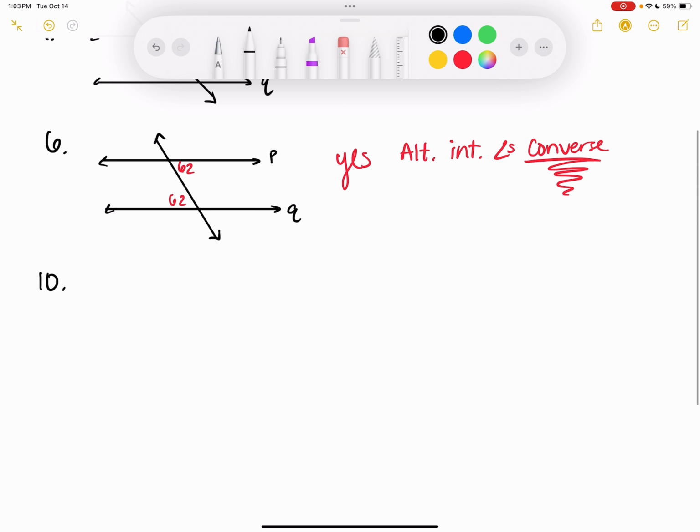Number 10. Again, is it possible to prove lines parallel? If so, state the postulate or theorem you would use. So it's basically the exact same instructions, it just jumps down a section. So these lines go up and down like this. The transversal's going this way.